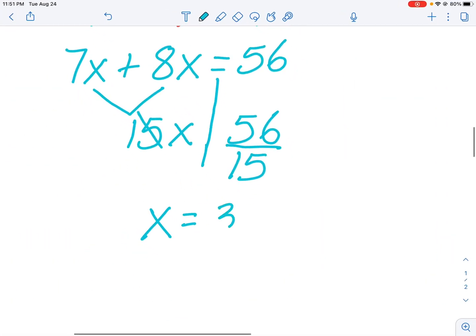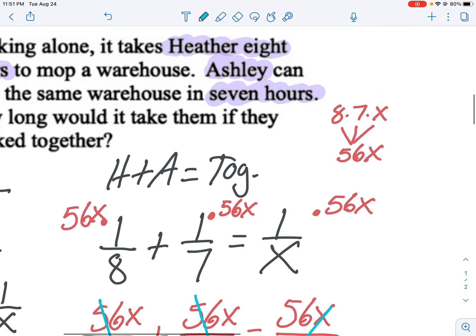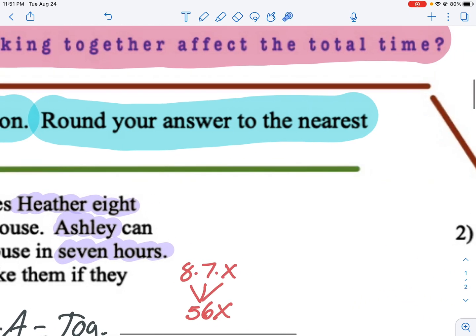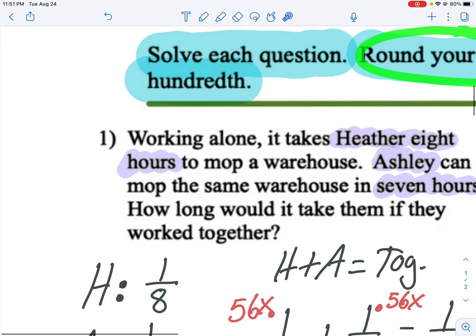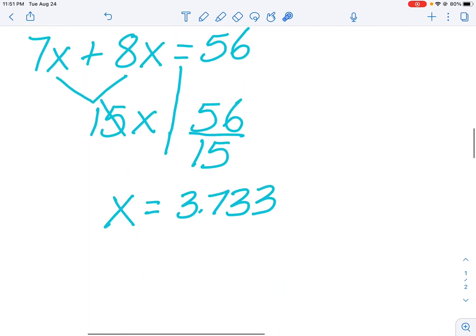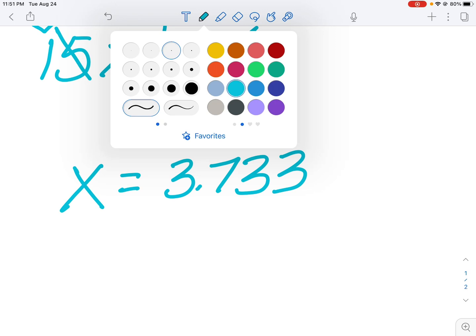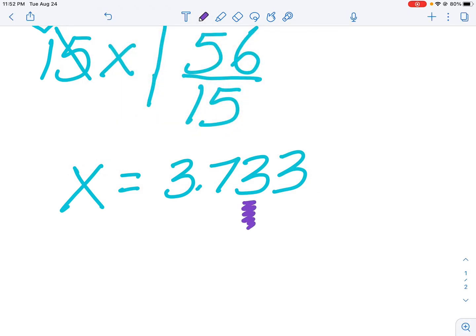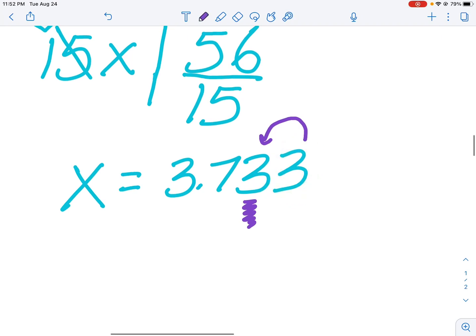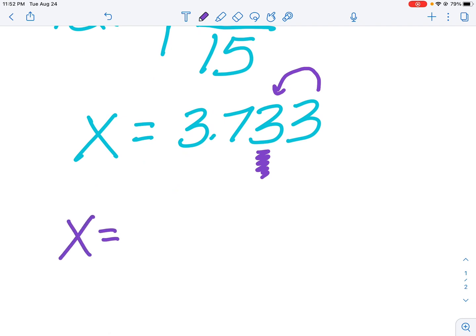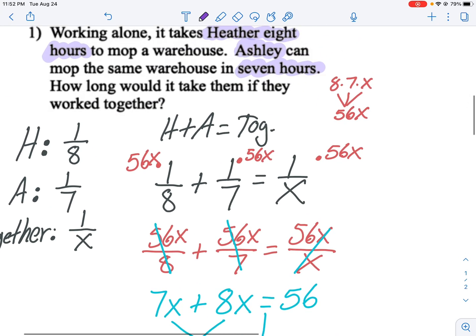So we get 3.733. Now remember, the instruction said round to the nearest hundredth. The hundredth place here is 3. So this neighbor 3 is going to tell this 3 what to do. And since this 3 here is less than 5, then that means that this 3 is going to stay the same. So our final solution is 3.73 what? Hours.